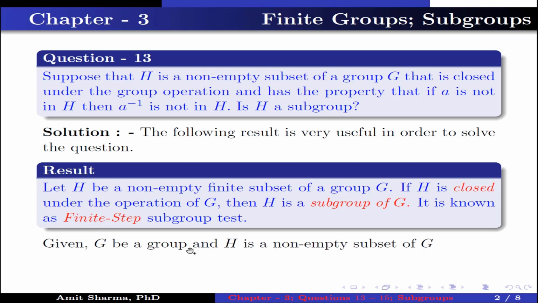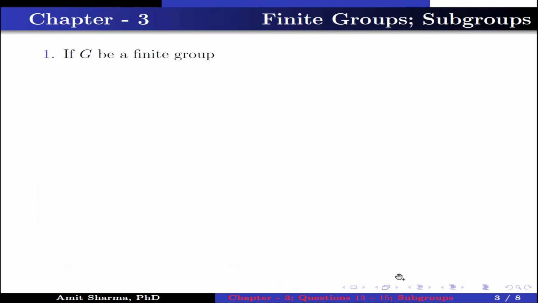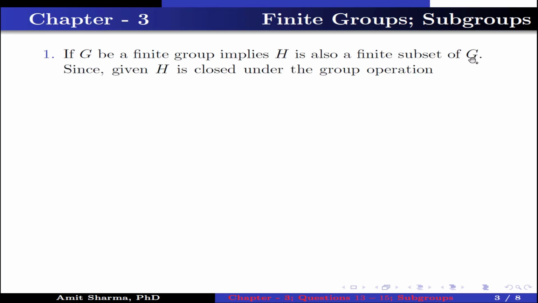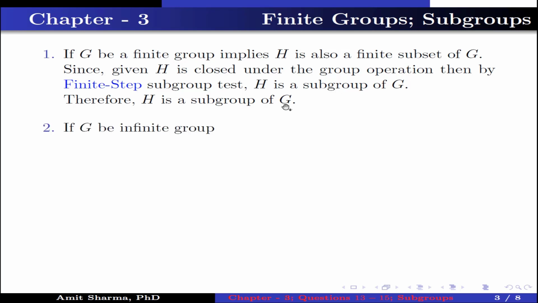Given G is a group and H is a non-empty subset of G, which is closed under the group operation. Given H has the property that if a does not belong to H, this implies a inverse does not belong to H. Case number 1. If G is a finite group, this implies H is also a finite subset of G. Since H is closed under the group operation, by the finite step subgroup test, H is a subgroup of G. Therefore, H is a subgroup of G.